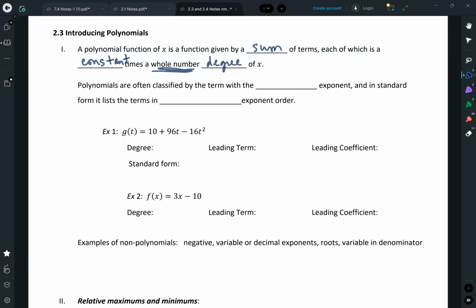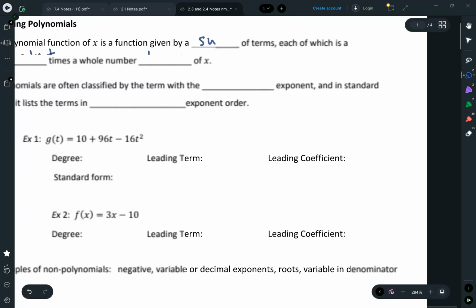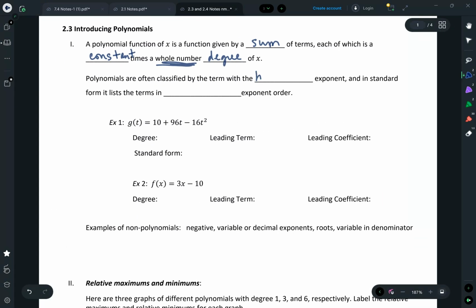Polynomials are often classified by the term with the highest exponent. And in standard form, it lists the terms in descending exponent order. So we've got a couple examples here.